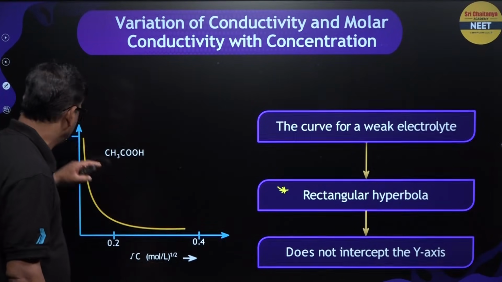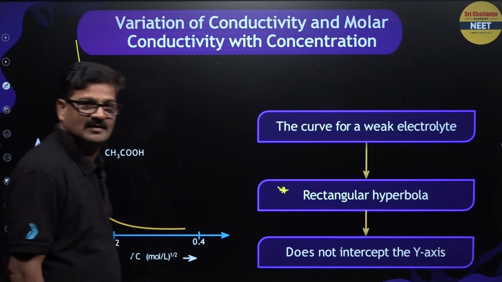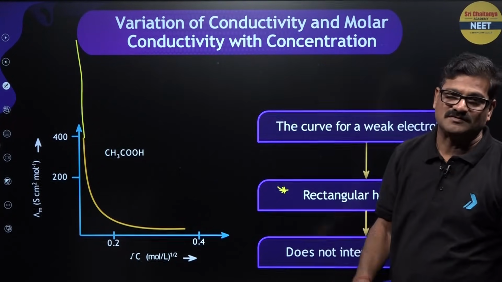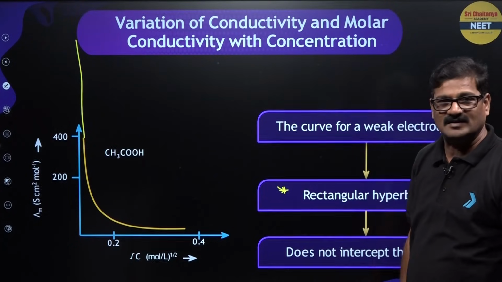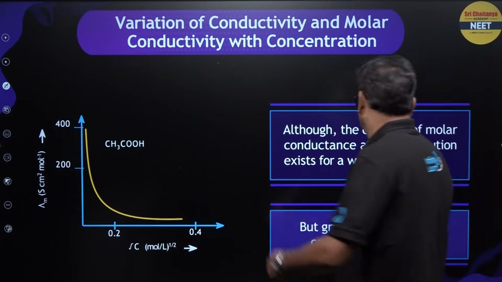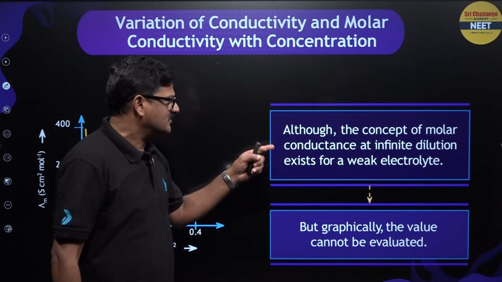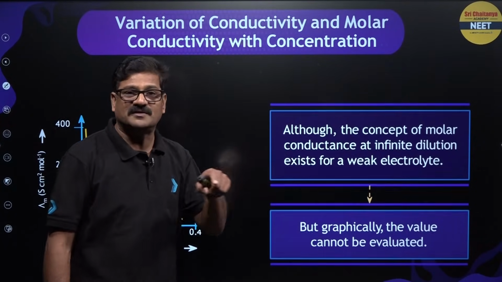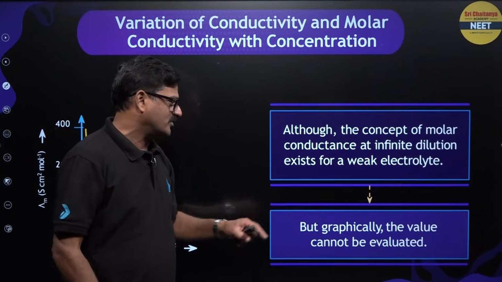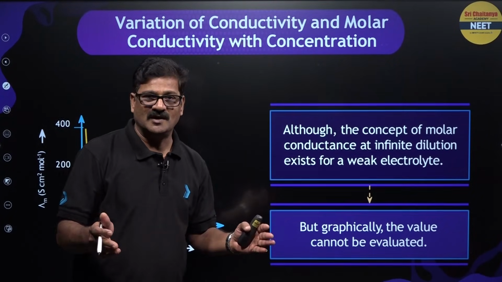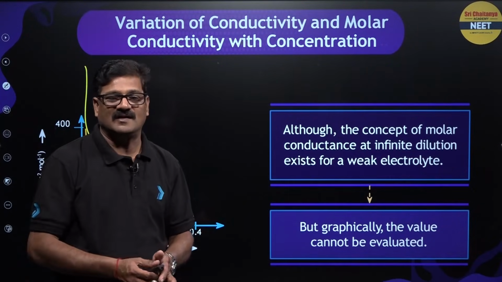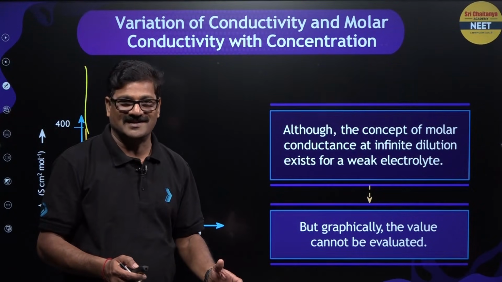It is going somewhere, we do not know where it is going, right? It may intercept somewhere at some infinite position, that mathematically you can't calculate, isn't it? Although the concept of molar conductance at infinite dilution exists even for the weak electrolyte, graphically the value cannot be evaluated because the graph is going somewhere. So, we need another concept called Kohlrausch law.